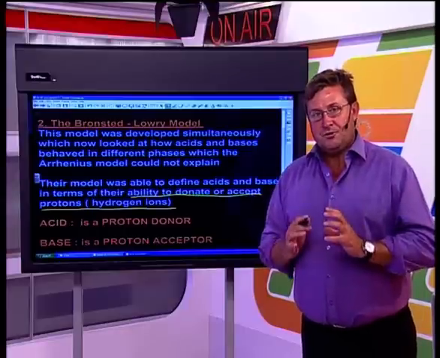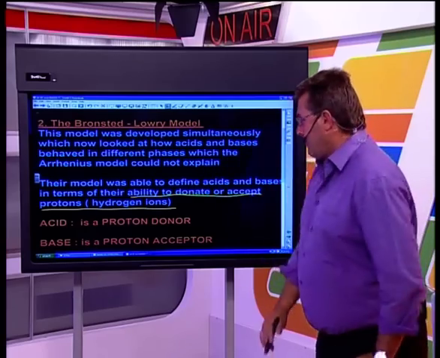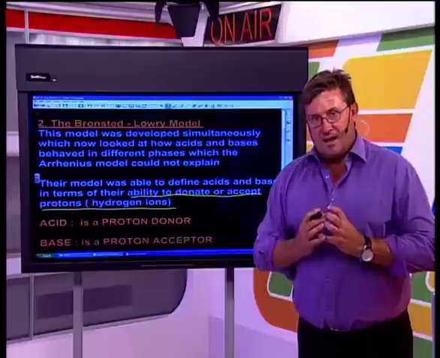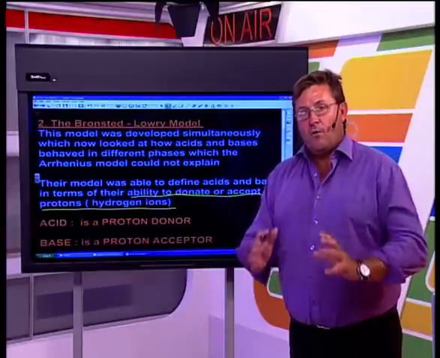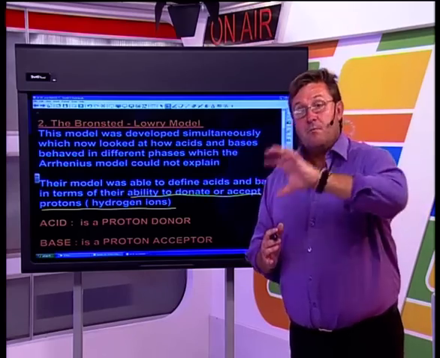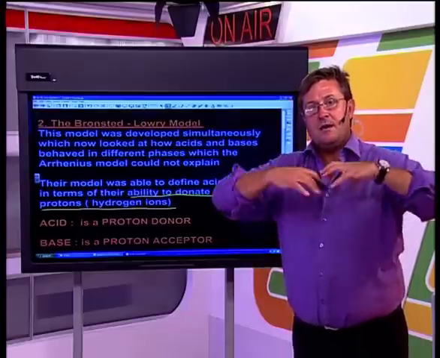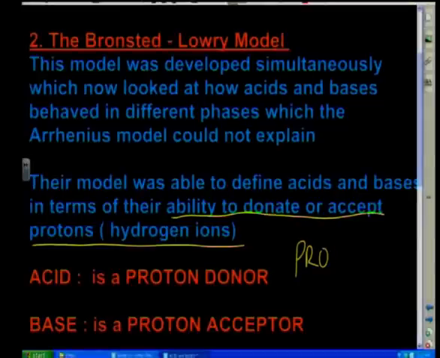So what they were able to do is define an acid and a base in a completely different way. And what was that? Well, an acid, they said, is a proton donor. It's going to donate a hydrogen ion. And what is a base? A base is a proton acceptor. It's going to accept a hydrogen ion. So that statement allowed for acid-base reactions based on the movement of protons between substances. It allowed them to be used in all different phases. And this was known as protolysis.